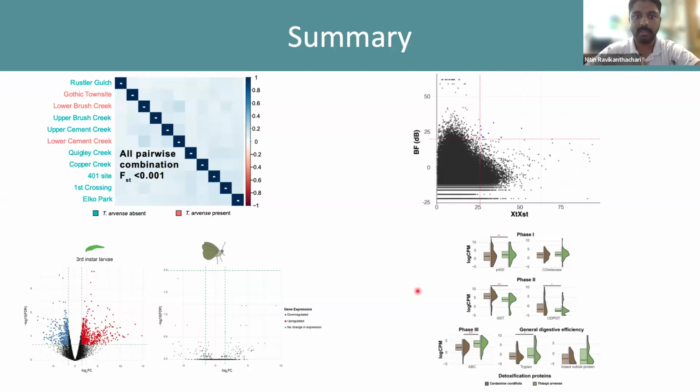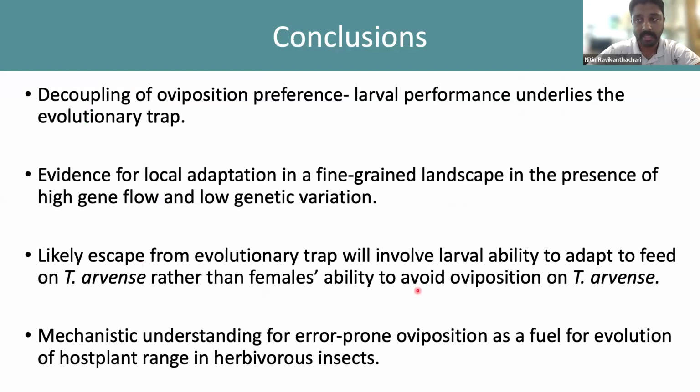So what does this imply for understanding preference-performance mismatches, or the evolution of host plant interactions on novel host plants? What we can say is that the deep coupling of oviposition preference and larval performance can lead to evolutionary traps, and we can find evidence for local adaptation even in the presence of high gene flow and low genetic variation. And the likely escape from these preference-performance mismatches would be the larval ability to feed on the plant, rather than the females' ability to avoid laying eggs on the plant.